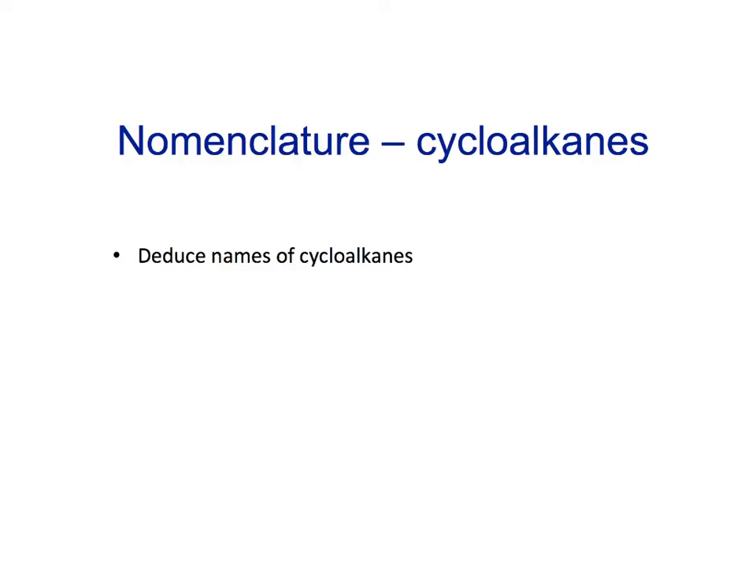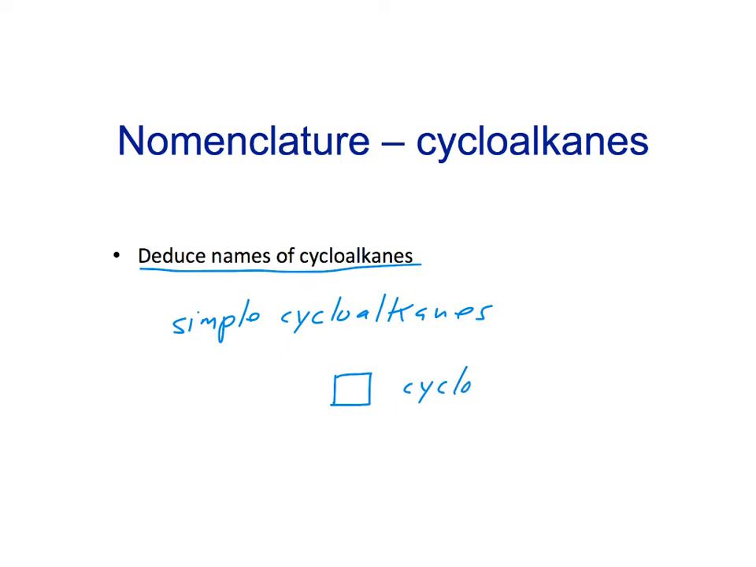In this highlight video, we are going to take what we learned about naming of alkanes and apply that to cycloalkanes. After we watch this video, you should be able to deduce the names of cycloalkanes. So for simple cycloalkanes, maybe we take 4 carbons and we put them in a ring. 4 carbons is butane. All we do is add cyclo. So this is cyclobutane.